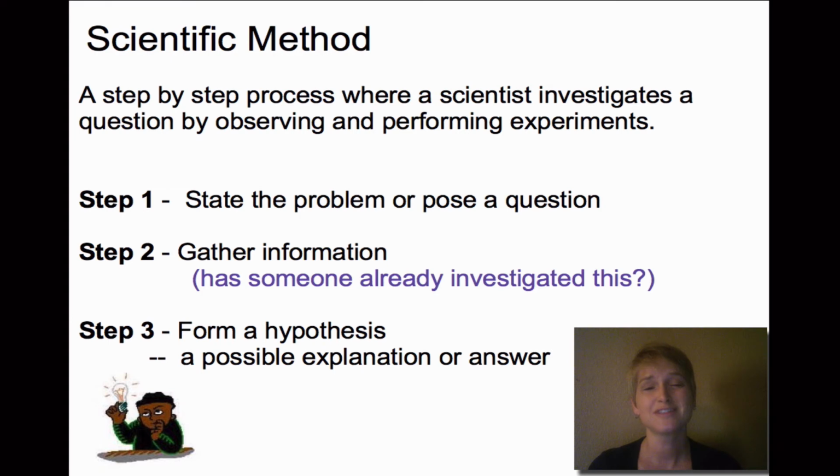The second step is to gather some information. Maybe somebody already knows this. Maybe we can just Google it and get the answer to it. If we can't find the information we're looking for, or we're not satisfied with that information, then we form a hypothesis, and this is a possible explanation or answer.